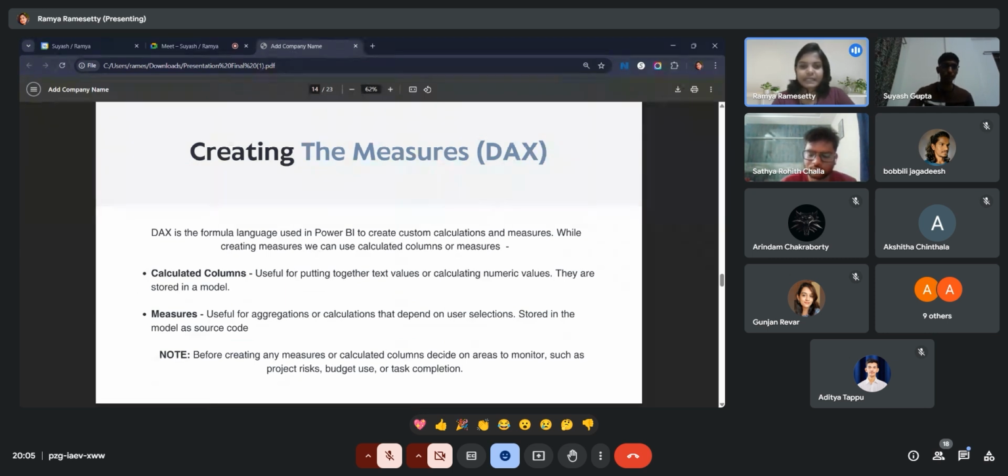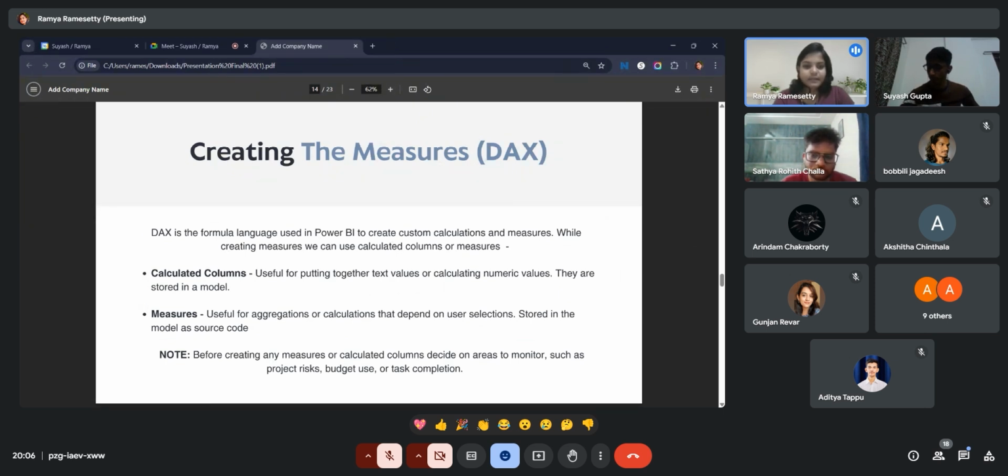Before creating any measures, we can create two types here: one is calculated columns, and the second is measures. Let's see what they are. The first one is calculated columns. They are used for putting values together, like text values. We can also use them for calculating numeric values. Calculated columns are stored in the model, which means when we create a calculated column in Power BI, it is permanently stored in our data.